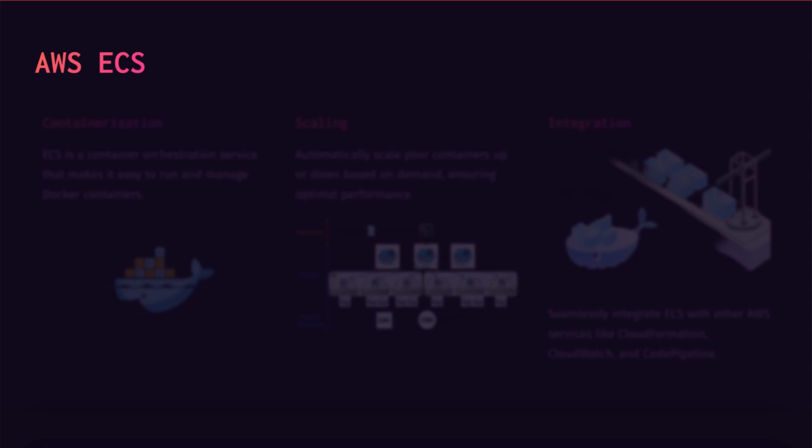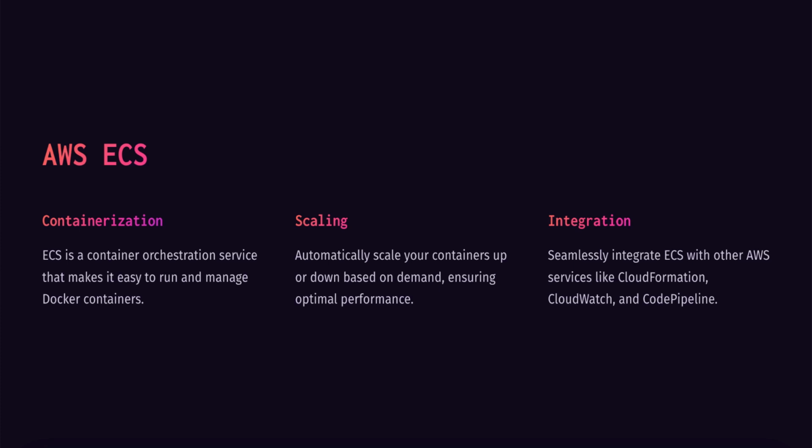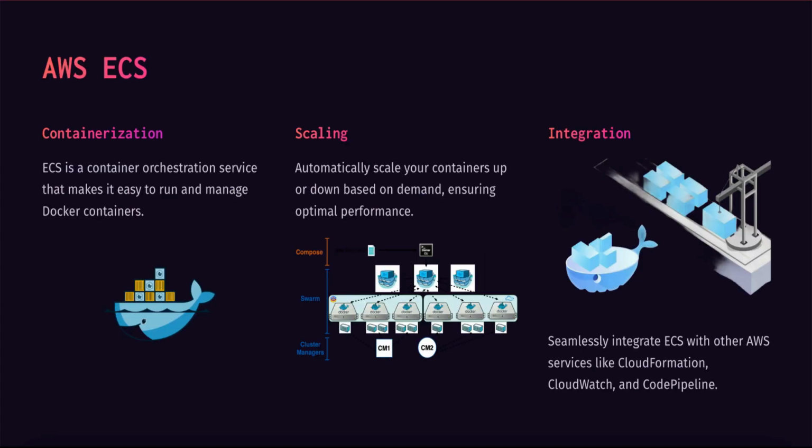Moving on, let's talk about the next tool on our list, that is Amazon Elastic Container Service, or ECS. Containers are becoming increasingly important in the DevOps ecosystem, and AWS ECS makes it easy to run and manage Docker containers on the AWS cloud. If you want to scale your application quickly and efficiently, AWS ECS is the way to go. Plus, it integrates with other AWS services as well, so you can focus on what really matters, building amazing applications.